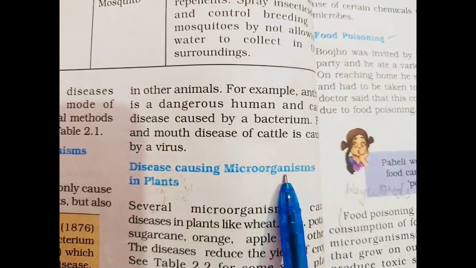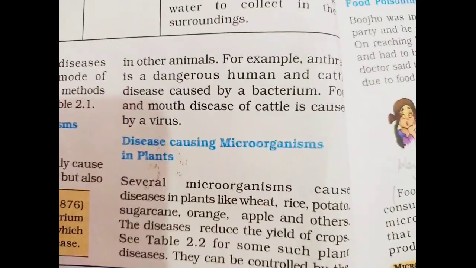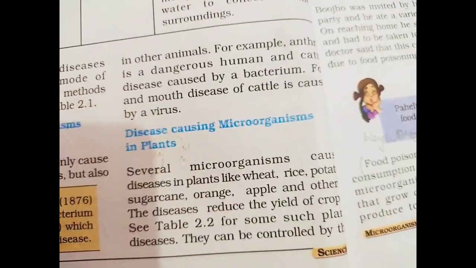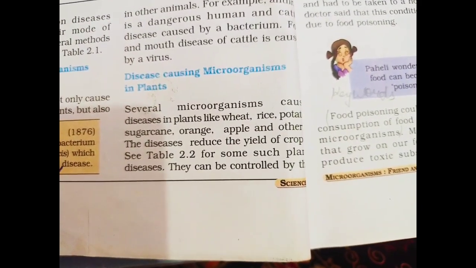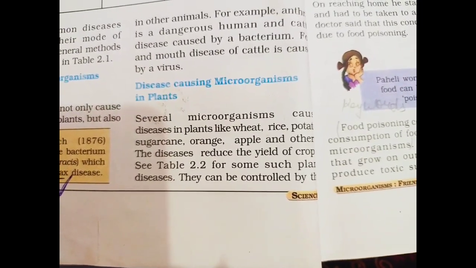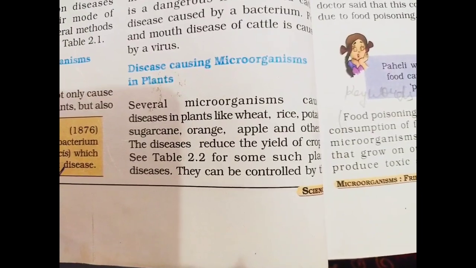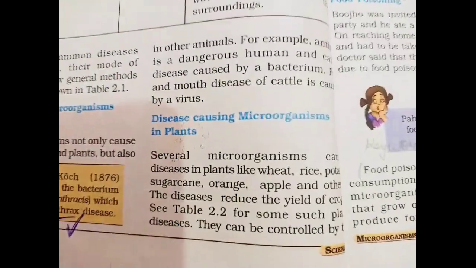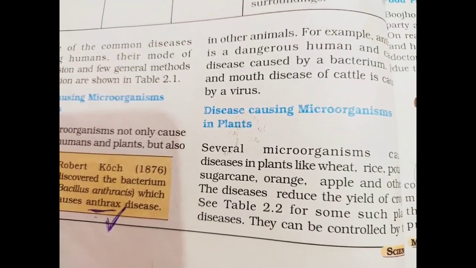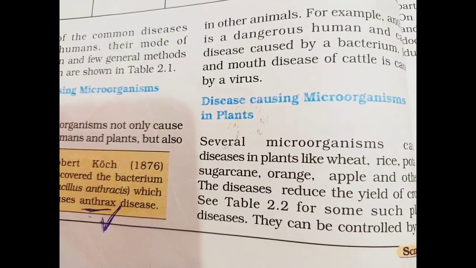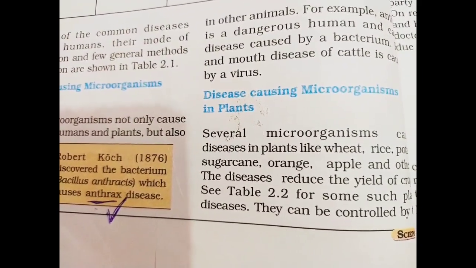Okay, now disease causing microorganisms in plants. Several microorganisms cause disease in plants, such as rice, wheat, potato, sugarcane, orange, apple, and other edible things. So many types of microorganisms are responsible for different diseases in plants like wheat, rice, potato, sugarcane, orange, apple, and others. We understood that many types of microbes spread diseases in animals and humans, but there are certain microbes or pathogens which cause disease in plants also.